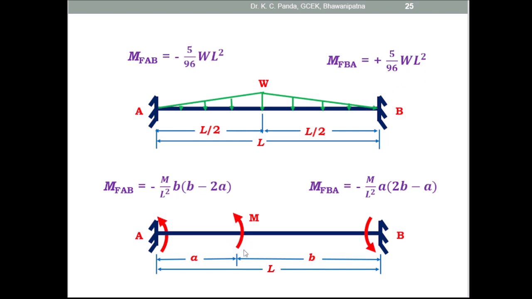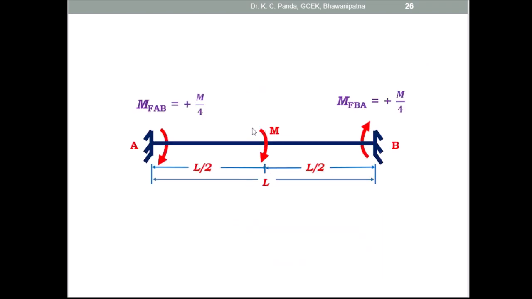Similarly, if a moment M is present at a distance small a from the support A and small b from the support B, then due to the effect of this moment, the end fixed moments that you can find out are: at end A, MFAB is equal to minus M by L square b into (b minus 2a), and at end B, the moment MFBA is equal to minus M by L square a into (2b minus a). Both are anti-clockwise, so negative. Both the moments are negative.